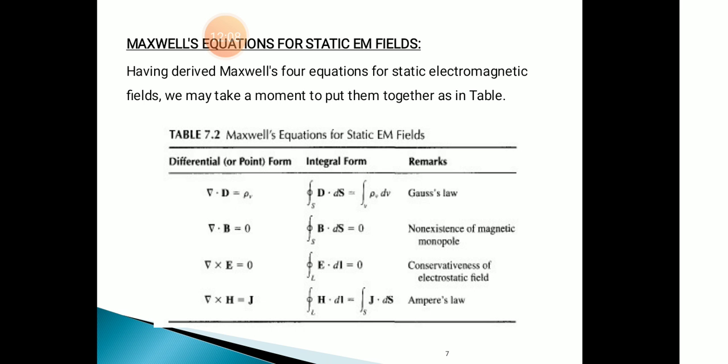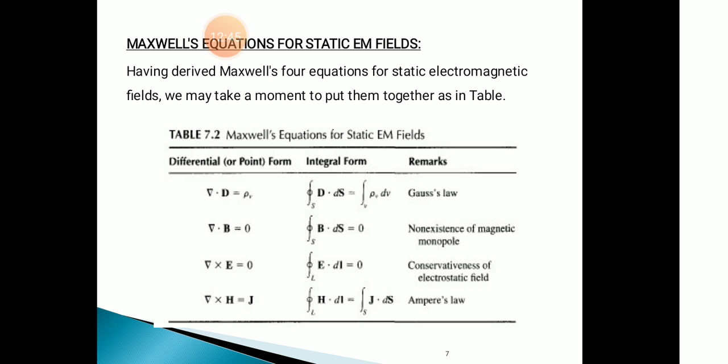The integral form is the closed integral over the surface of D dot dS equal to the volume integral of rho v dv. This is the Gauss law, and this is the integral form. In this table, the first column shows the differential or point form, the second column shows the integral form, and the third column shows the significance or physical meaning, or from which law it is derived.